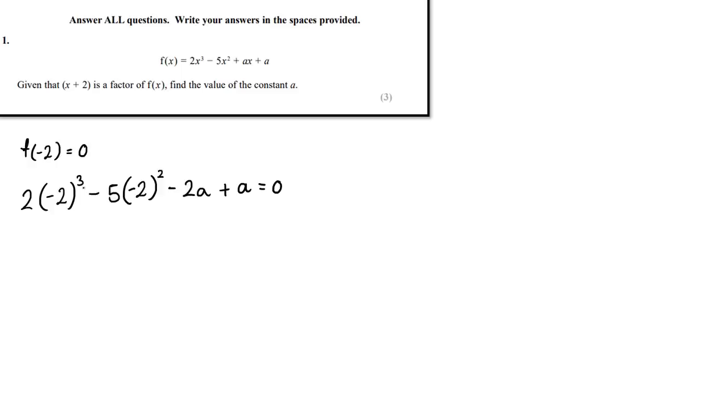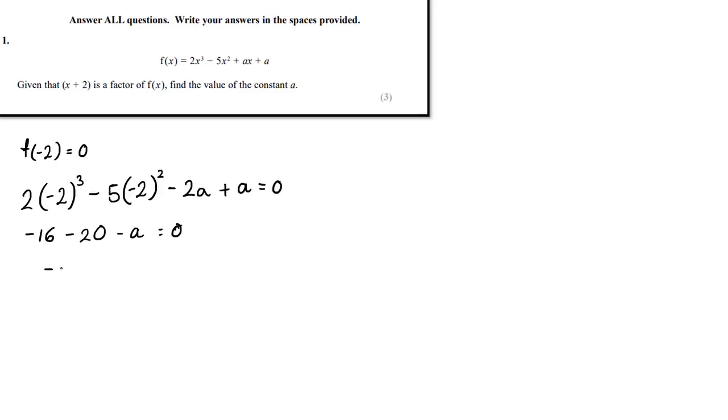So minus 2 cubed would be minus 8. And then we times that by 2, giving us minus 16. We've now got minus 2 squared. So minus 2 squared is 4. Times that by minus 5, we get minus 20. Minus 2a plus a would give us minus a. And this is all equal to 0.